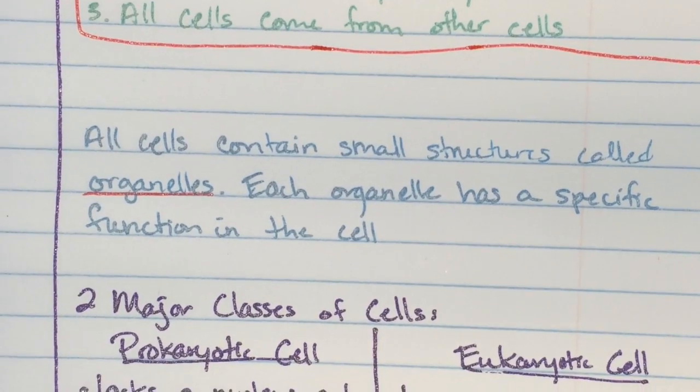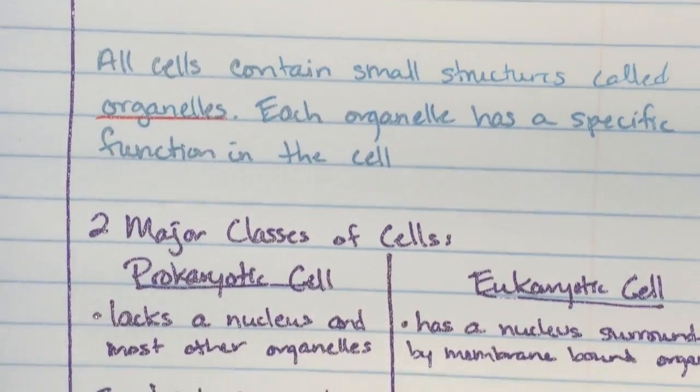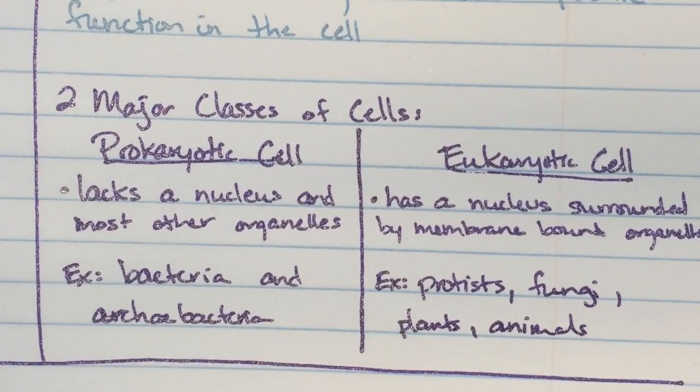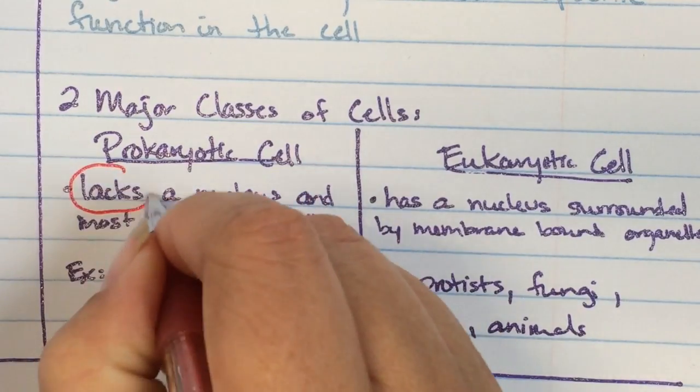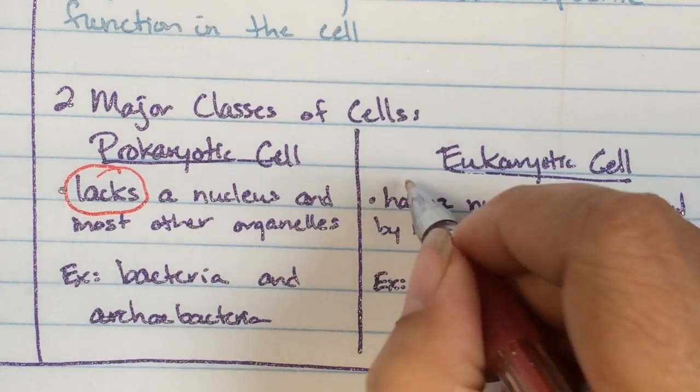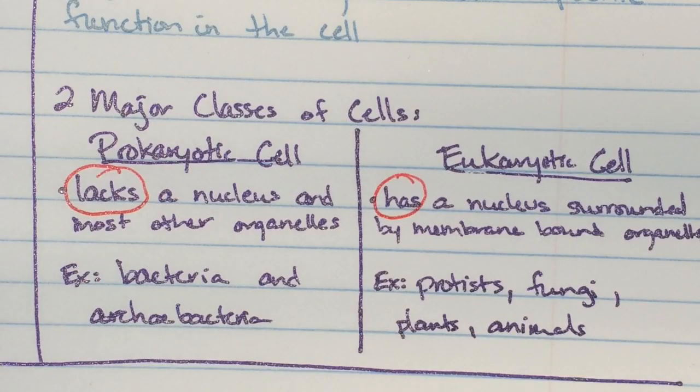We know that all cells contain small structures called organelles. Each organelle has a specific function in the cell. And then prokaryote, real big thing, and I would circle this, lacks a nucleus, and this one has a nucleus. That's going to be your greatest identifying factor there.